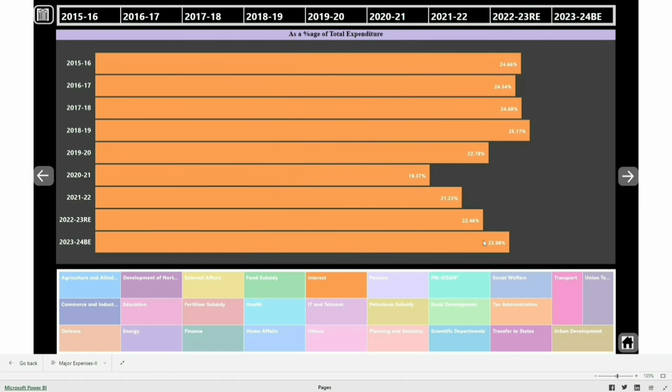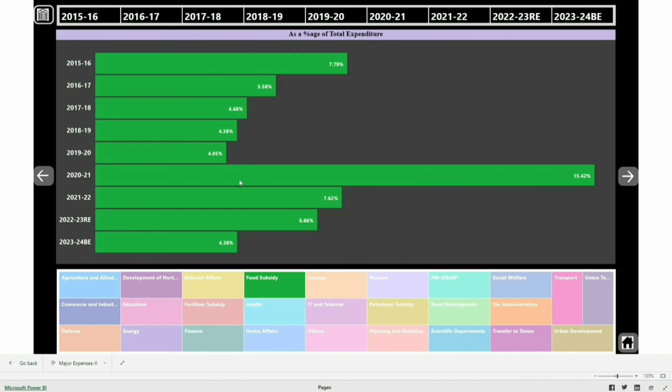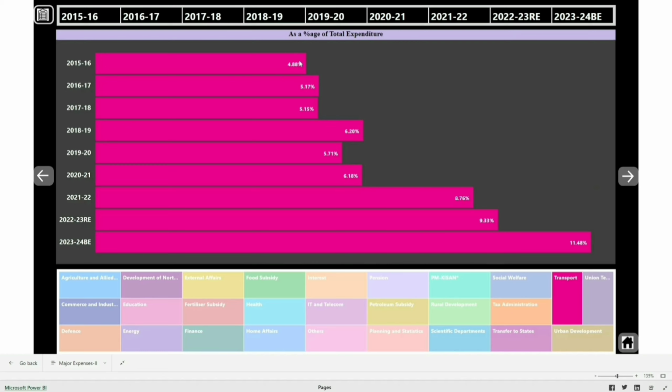So moving forward, here you can see all the expense categories as a percentage of the total expenses. So here we can clearly see that 20-25% of government expenses happens to be only in the form of interest. And when you click on food subsidy, you can see, right, suddenly from 4% all the way to 15.4% for the year 2021. And when looking at transport, here you can see how from 4.88% all the way to 11.48%.